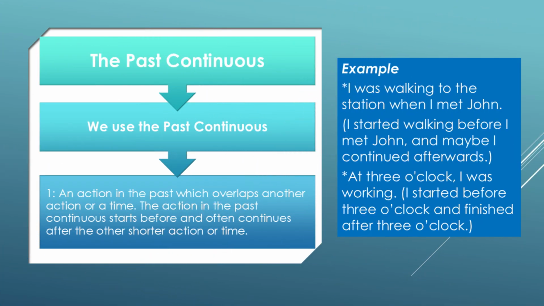Use the past continuous tense to talk about an action in the past which overlaps another action or a time. The action in the past continuous starts before and continues after the shorter action or time. Example: I was walking to the station when I met John. I started walking before I met John and maybe continued afterwards.